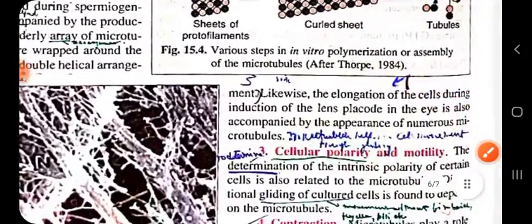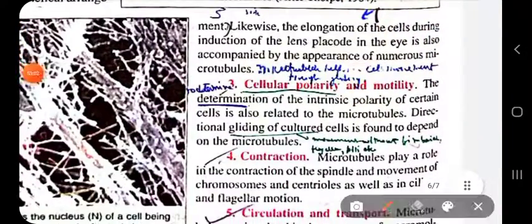Then obviously, polarity and motility help in movement also. Microtubules help in cellular movement through gliding. So by the gliding movement, that is movement without fimbriae, movement without cilia, movement without flagella or pili, they are able to move.